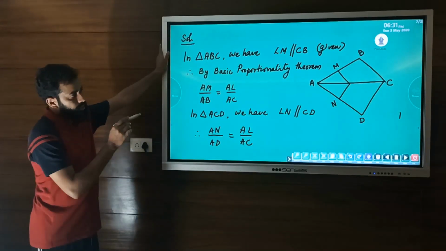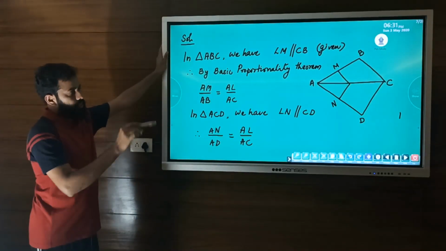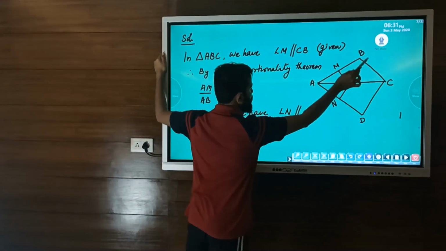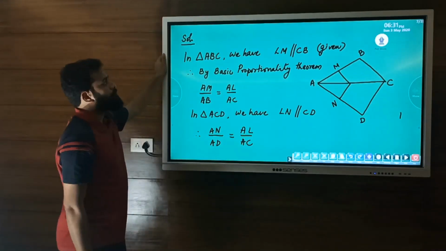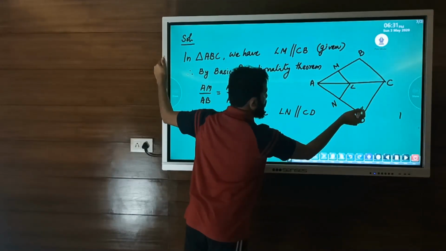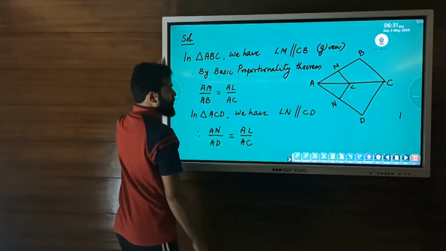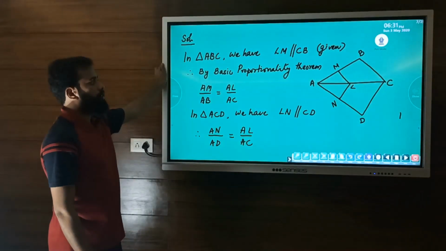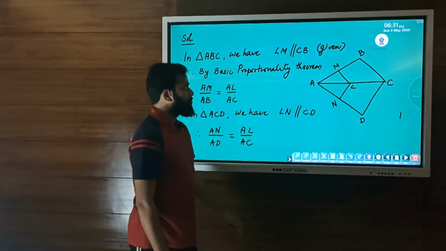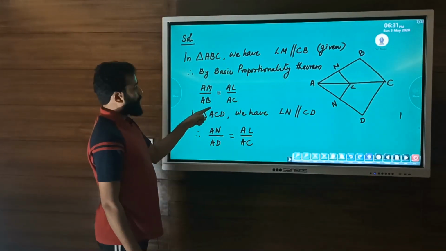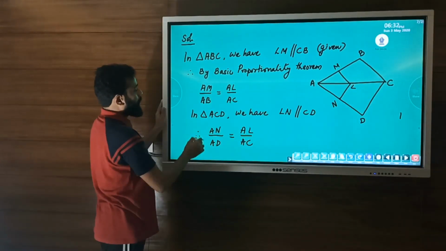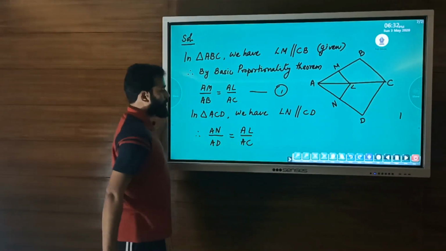In triangle ABC, you can see there are a lot of triangles. We'll try two triangles first. Triangle ABC, you can see from the diagram. We have LM parallel to CD, which is given in the question. This is the line LM parallel to BC. Then by the basic proportionality theorem, if these two lines are parallel, the other two sides are divided in the same ratio. AM divided by AB equals AN by AC. In triangle ABC, we can take it as the first equation.